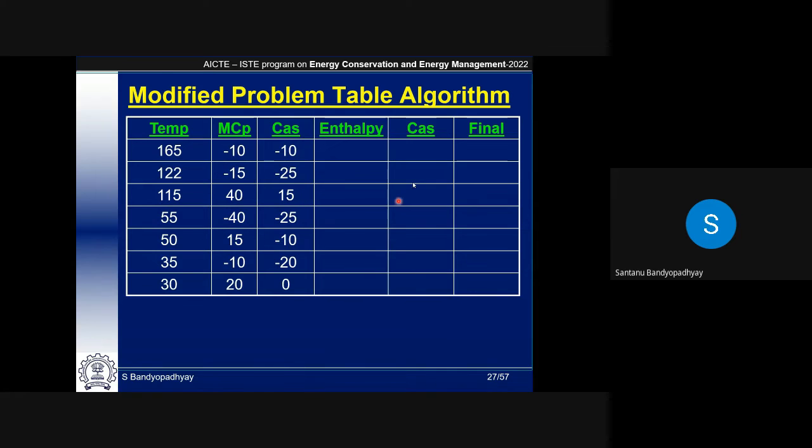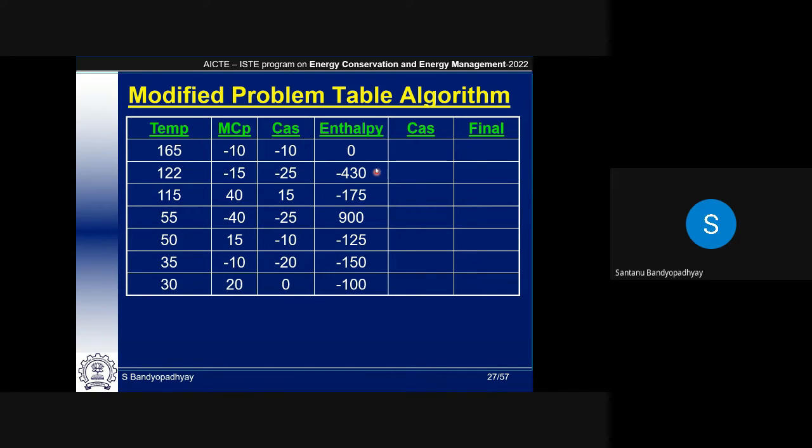Okay. Then I'll calculate this entry. The first entry I'll actually write down as 0, just the initialization. Second entry I'll calculate this way: this temperature difference multiplied by cascaded MCP. So 165 minus 122 is 43 into minus 10 will give me minus 430. Okay. So if I continue that way, the next number will be 122 minus 115 is 7 multiplied by minus 25, I'll get minus 175. So if you continue that way, we'll get these numbers. Okay. I'll come back soon and explain what exactly we are calculating.